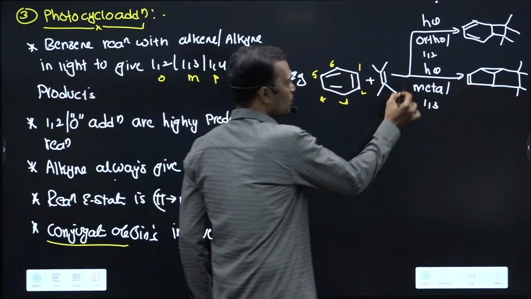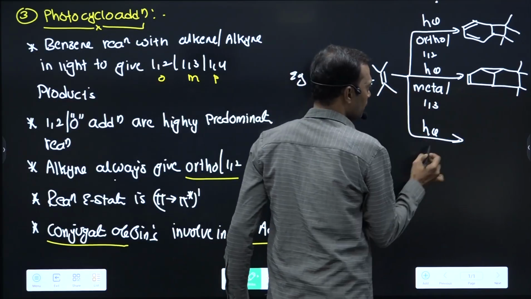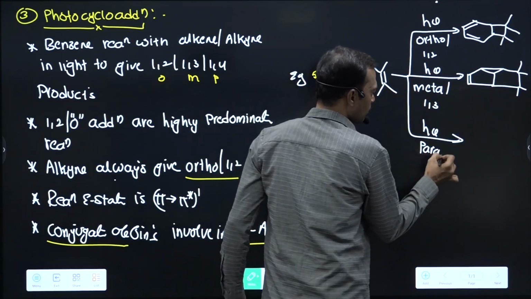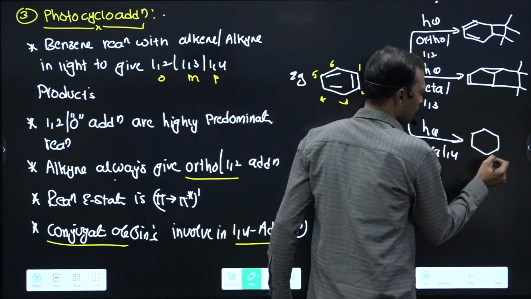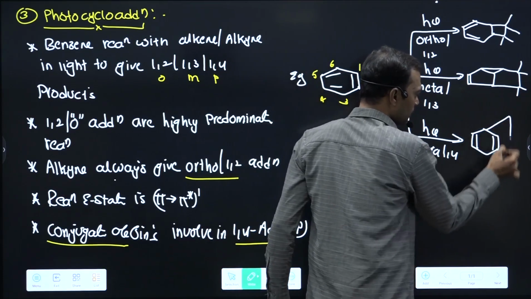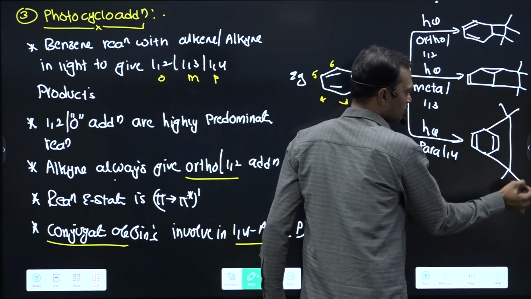Okay. Then one more product is also possible. Photochemically, para is possible. What is para? 1,4. 1,4 addition means you can write like this. Double bond, double bond. This will be connected like this.